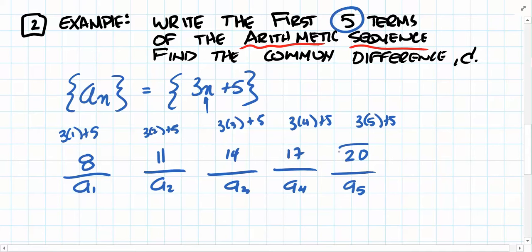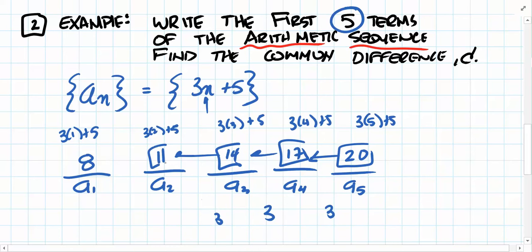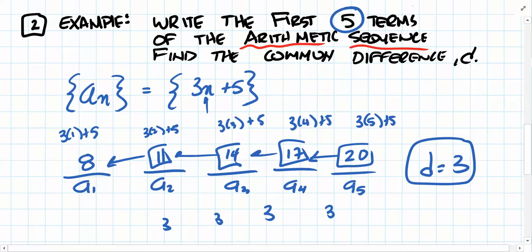If I took any term that I want and subtract off the term before it, I would get a value of 3. Pick this term, subtract that, I would get a value of 3. Pick this term, subtract that, a value of 3. Pick that term and subtract the one before it, I'll get a value of 3. So the common difference in here is the number 3.